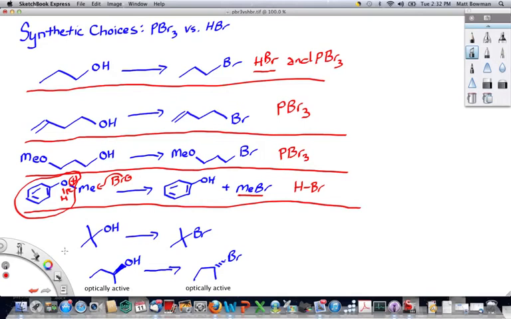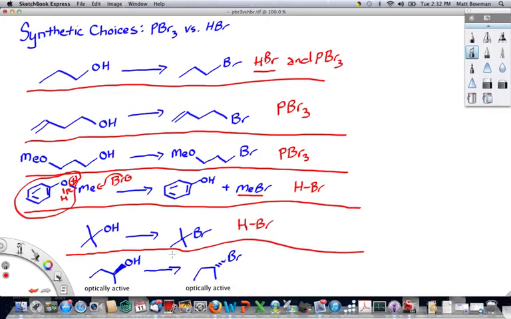Another example where you need to use HBr rather than PBr3 is when you're dealing with tertiary alcohols. PBr3 does SN2 only. It can't do SN1. And so as a result, you need to use HBr for this particular reaction.